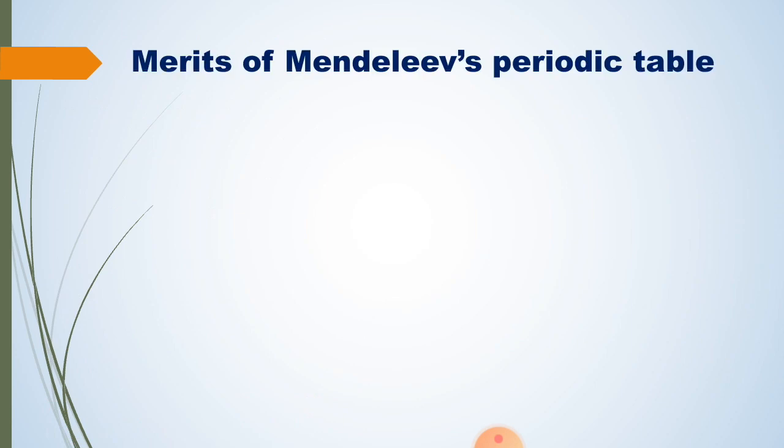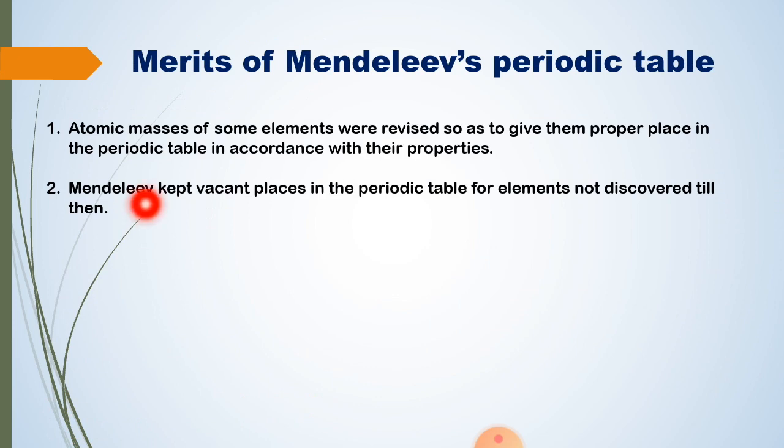Then there are some merits of Mendeleev's periodic table. What was good when Mendeleev gave the periodic table? At that time, atomic masses of some elements were revised so as to give them proper place in the periodic table in accordance with their properties. Yes, some elements had their atomic masses revised to give them the proper place in the periodic table. Mendeleev kept vacant places in the periodic table for elements which were not discovered till then.